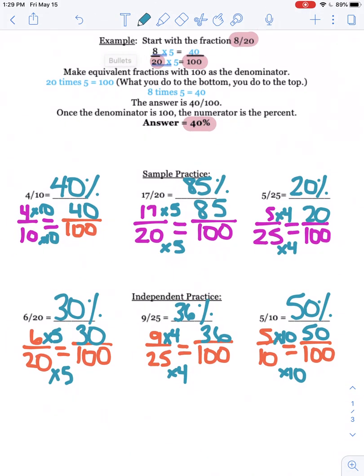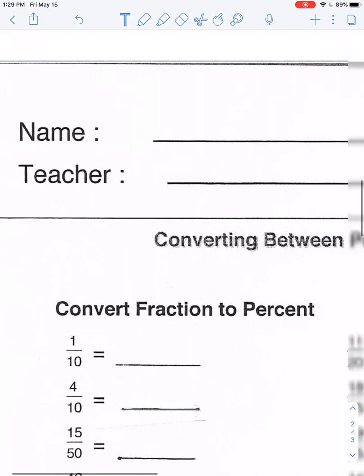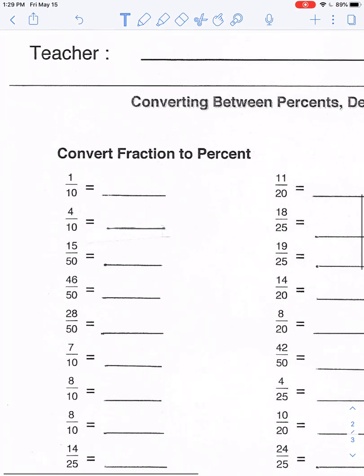So when you're looking at tonight's homework, you're going to just follow these rules. So first we're going to turn them into equivalent fractions with 100 as our denominator. And then what you do at the bottom, you do to the top. And now once you get your numerator, that is your percent. So that's what you're going to do tonight for homework. We're going to convert fractions to percent. So over off to the side, you're going to make sure you show your work. You're going to turn all of these fractions into equivalent fractions by making 100 the denominator, and then your numerator simply becomes your percent.